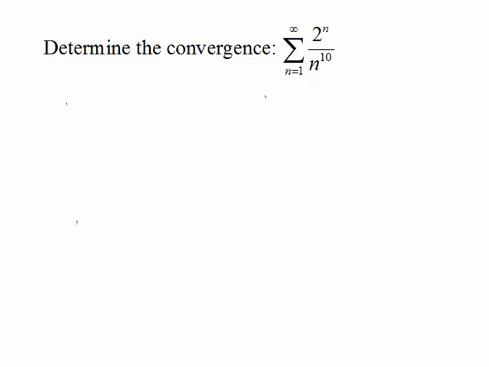We want to determine the convergence of this series, and I see this 2 to the n, so I'm going to try the root test. So I would want to have the limit as n goes to infinity of, and we typically do absolute value, but I can see that both of these are always going to be positive, so I don't have to write that. So I'm going to look at the nth root of 2 to the n over n to the 10.